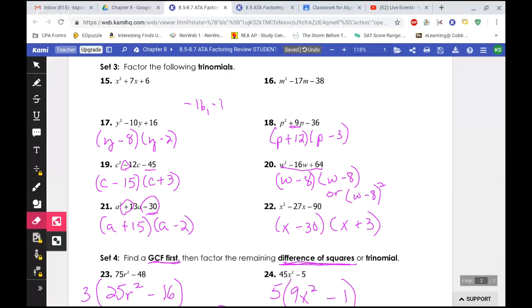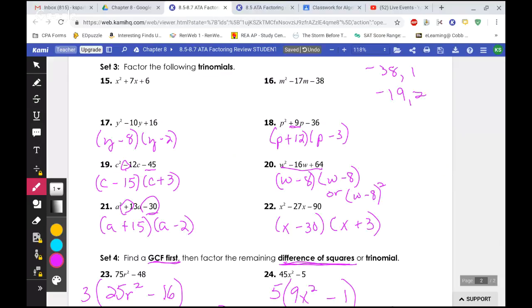Number 16. I'm looking for two factors that multiply together to give me a negative 38 that combine to give me a negative 17. The negative on the 38 tells me one's going to be negative, one's going to be positive, and the negative on the 17 tells me that the bigger one is going to be negative. So negative 38 and 1, that doesn't work. Negative 19 and 2. That does work because a negative 19 plus 2 gives me a negative 17.